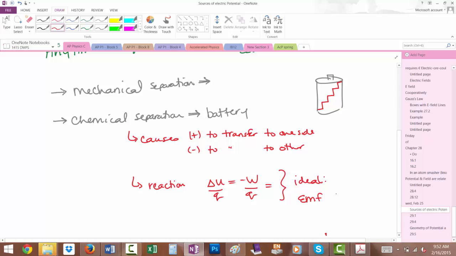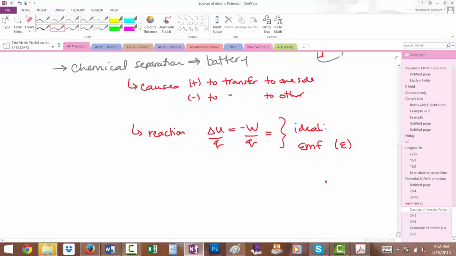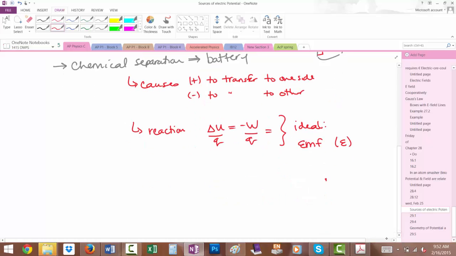Okay? EMF is marked with a little script E. It is the theoretical potential across the terminals of a battery. So the trick is that a battery is not perfect. There is some internal resistance that exists in this battery. You're like, I haven't heard that R word before. Well, maybe you have. But what I'm trying to say is it's not perfect. Okay? And even though it's supposed to be at exactly 1.5 volts, it's not.